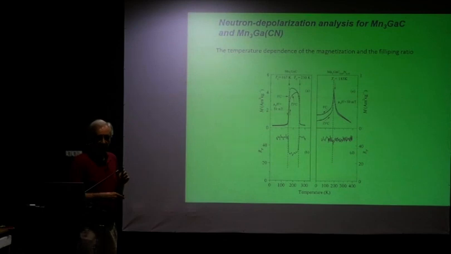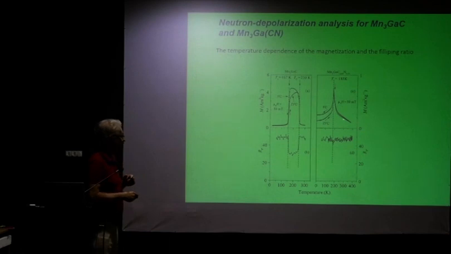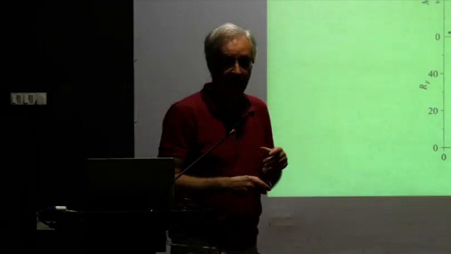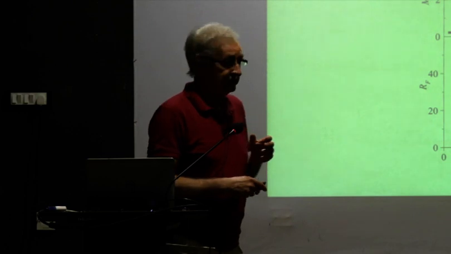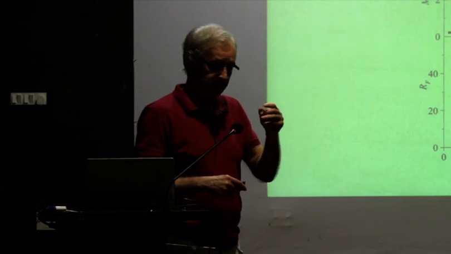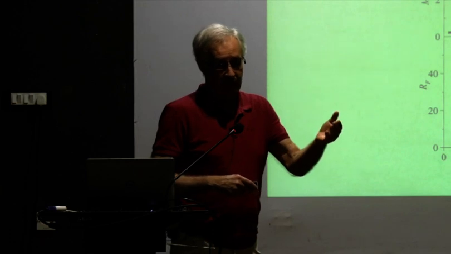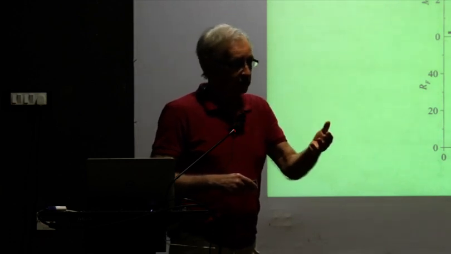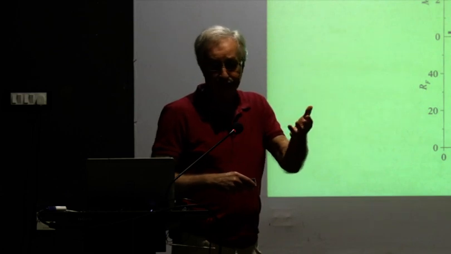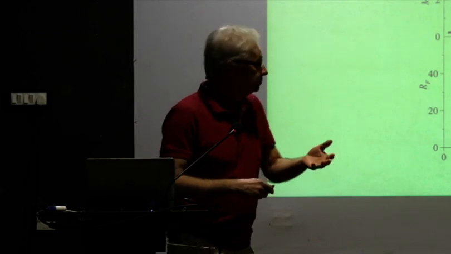We actually want to understand the case of manganese, gallium, carbon, nitrogen, where we had called this an enhanced paramagnetic state. We said that we don't have any ferromagnetic state over here. When we apply a magnetic field, we get a field-induced transformation from an antiferromagnetic state to some enhanced paramagnetic state. Since it's an enhanced paramagnetic state, it should have no domains. And if it has no domains, the beam should not depolarize.